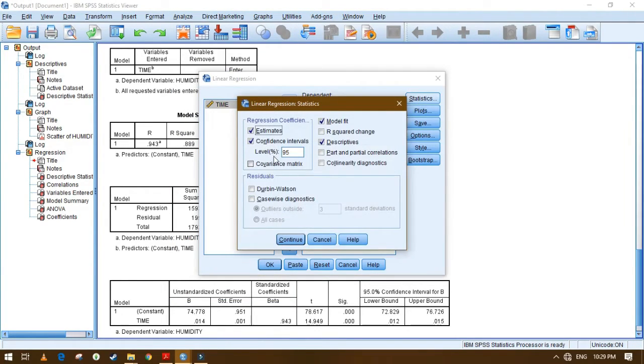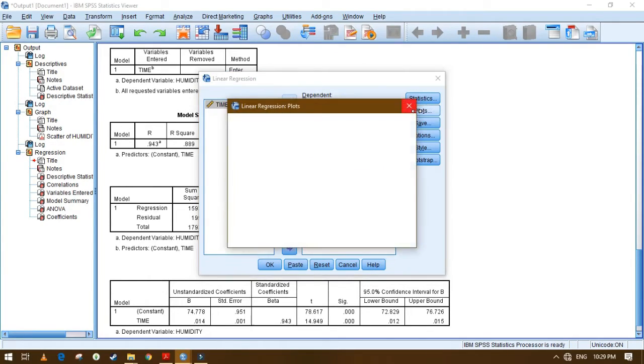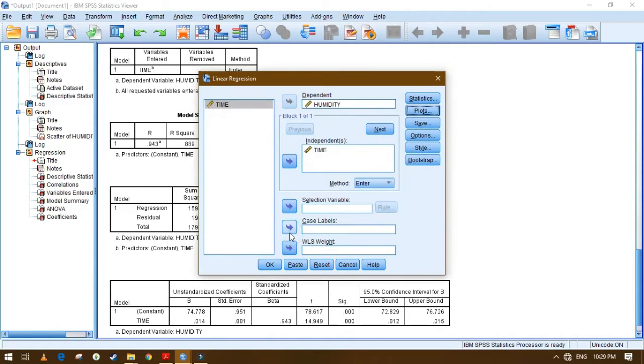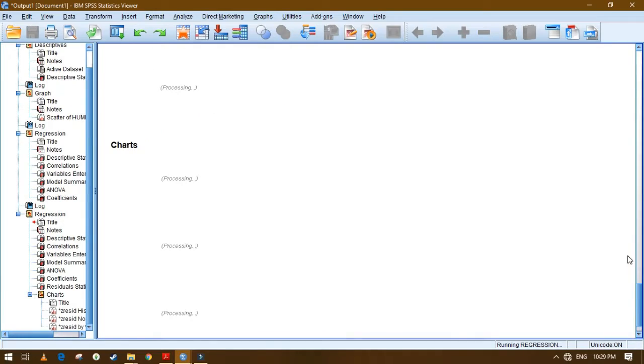Statistic. Setting like before. Plots. Put the ZPRED to X. And ZRESID. Click on the histogram for the graph of the normal probability. Okay, continue and click OK. And the graph will be plot here.